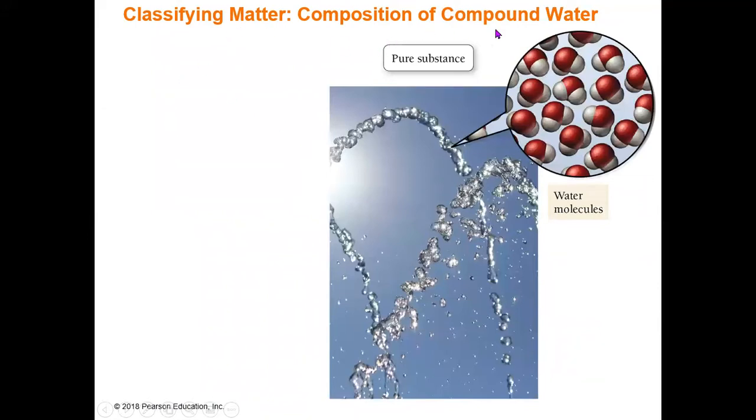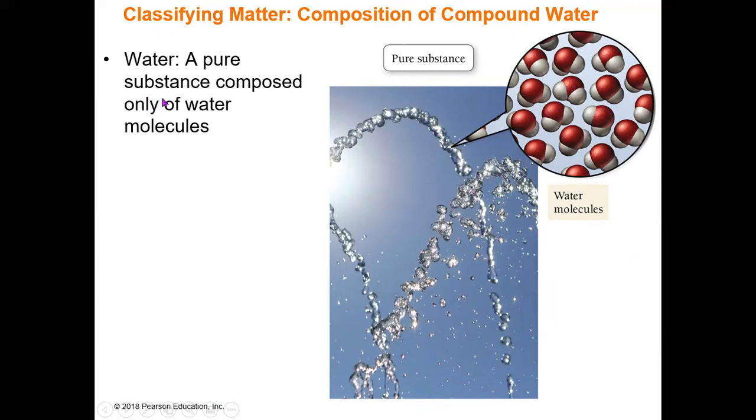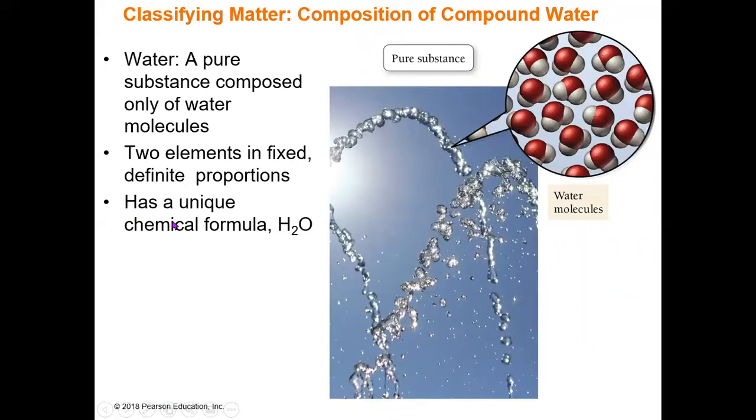Classifying matter, composition of the compound water. This picture is the water. In the water, we have water molecules, H2O, so 2 H and 1 O. Water is a pure substance composed of only water molecules. Two elements are in fixed, definite proportions, and it has a unique chemical formula, H2O.